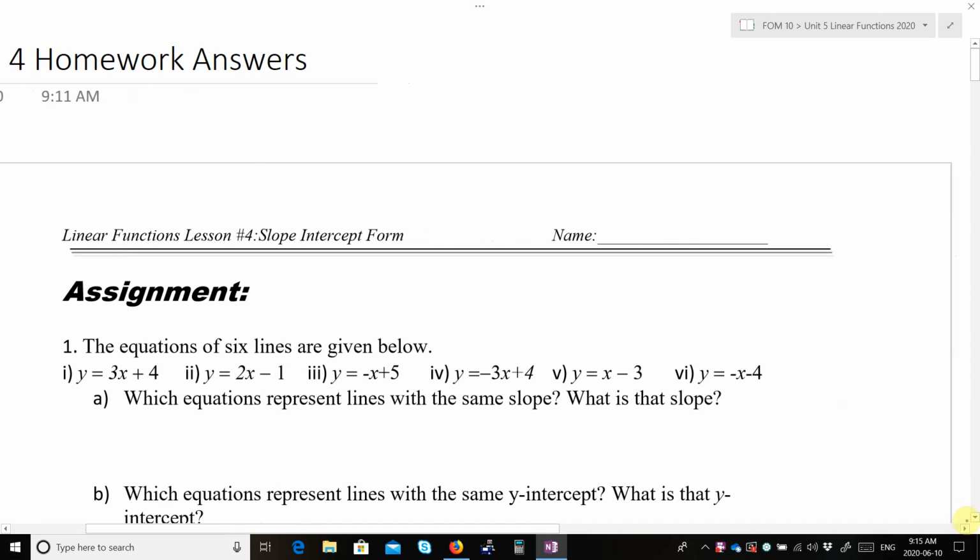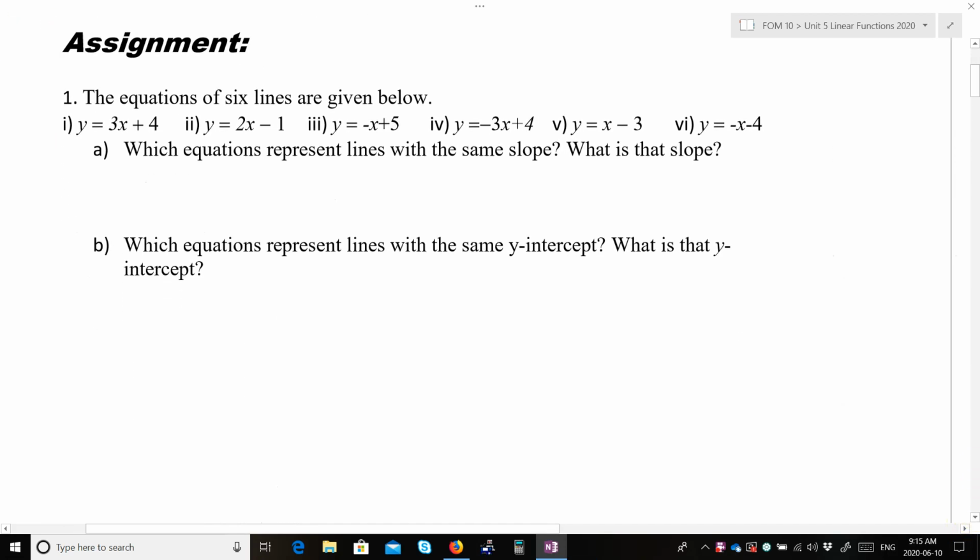And it looks like this. Number 1 says the equations of 6 lines are given below. Which equations represent lines with the same slope? What is that slope? Okay, and so notice that they all have y by themselves. Y equals mx plus b. When we have that form, this is the slope, the number in front of the x. So which ones have the same number in front of the x?